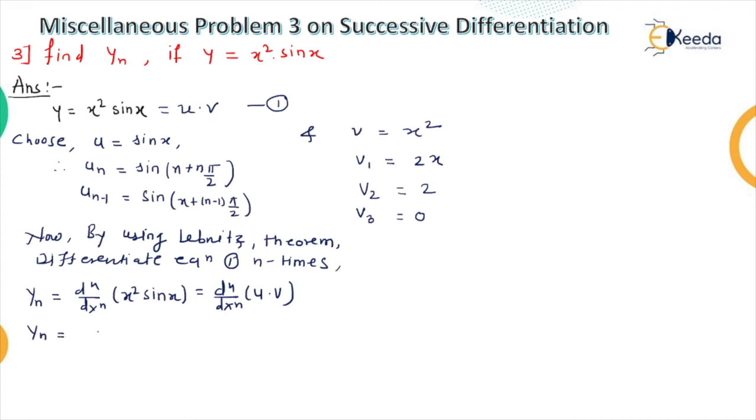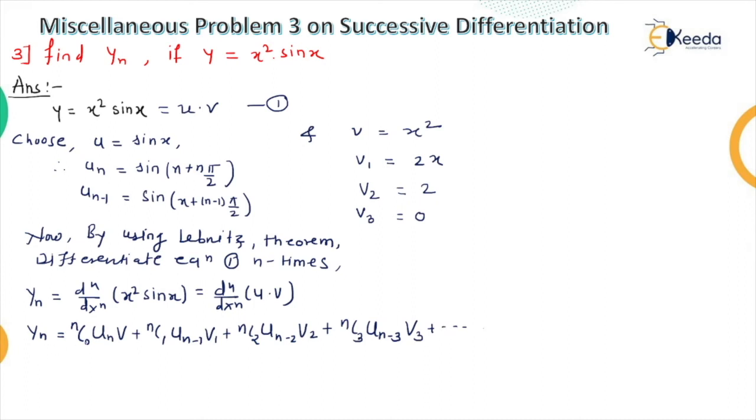Okay, so the formula is nC0 u_n at that time v function is there, plus nC1 u_(n-1) at that time derivative of function v as v1, plus nC2 u_(n-2) at that time derivative of function v as v2, means second time differentiation, plus nC3 u_(n-3), and derivative of v is v3, plus and so on, guys.